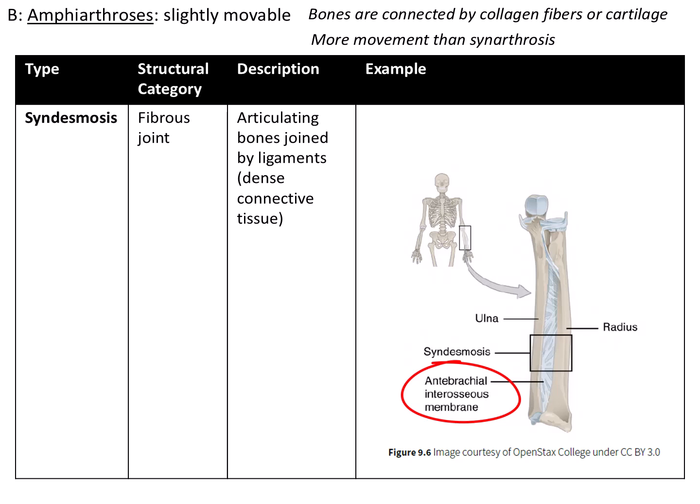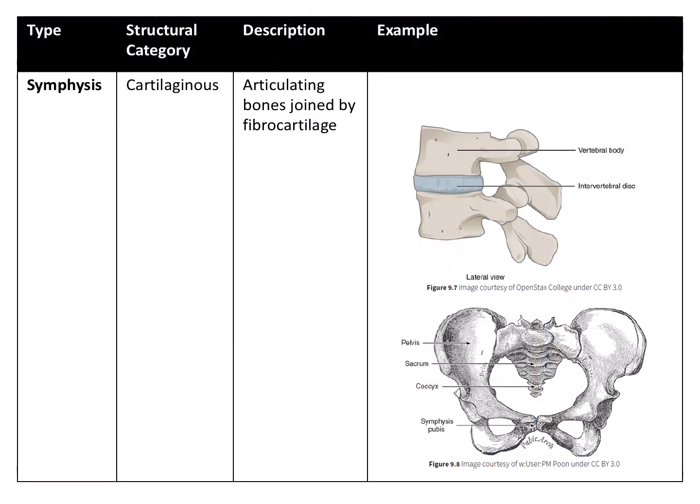This type of joint allows the bones in the arm to rotate around each other as with supination and pronation. There really isn't much movement in the joint between the tibia and fibula, but there is no need to supinate or pronate the leg. Next up is the symphysis, which is a cartilaginous joint.